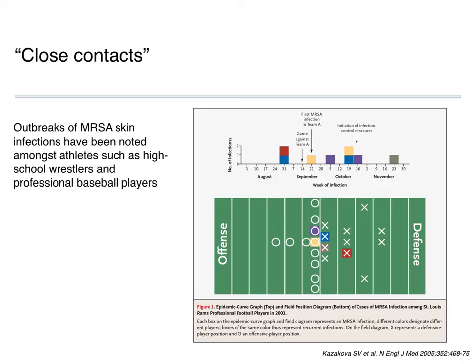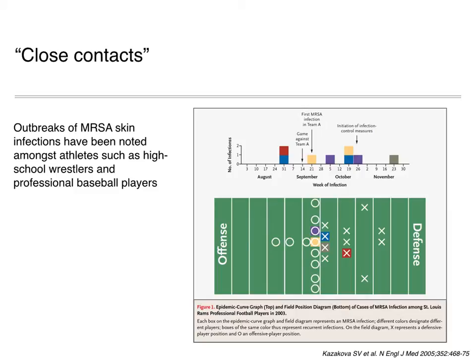Related, I guess, would be the idea of what are close contacts. I like to use this slide because this is the only example that I know of a published study using an illustration of a football lineup. This is actually in the New England Journal of Medicine, which is pretty much the preeminent medical journal that we have. This is a report of an outbreak of MRSA skin infections in an NFL football team.